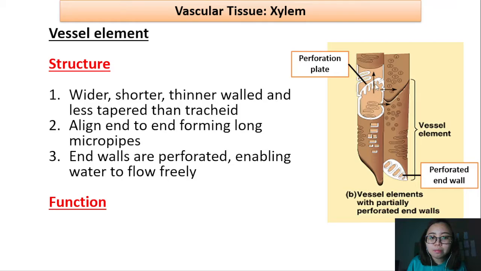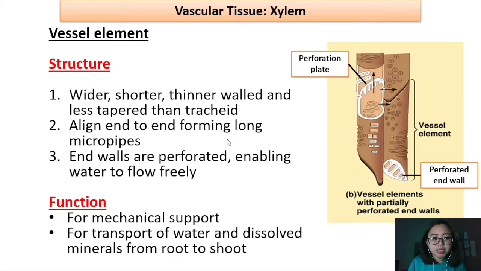Perforated means dia berlubang-lubang. Kamu tengok di sini dia punya hujung ni. Okay, the ends of these walls are perforated. They have pores, they have lubang. That means water can flow up very easily. The function of vessel elements is the same as tracheids, which is for mechanical support and to transport water and dissolved minerals from the roots to the shoots.